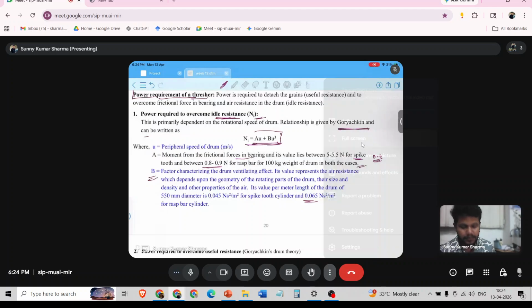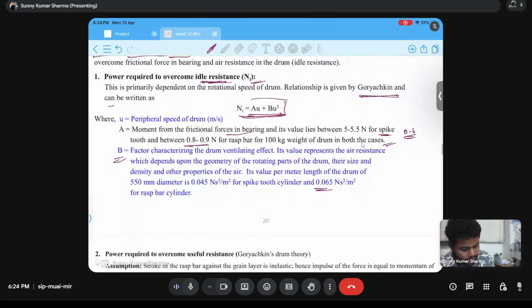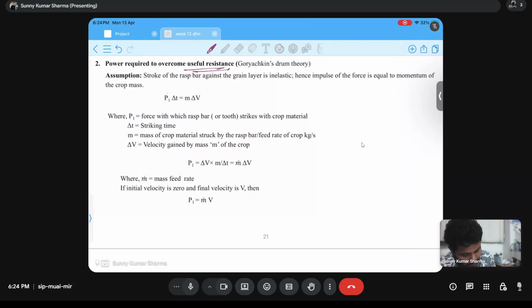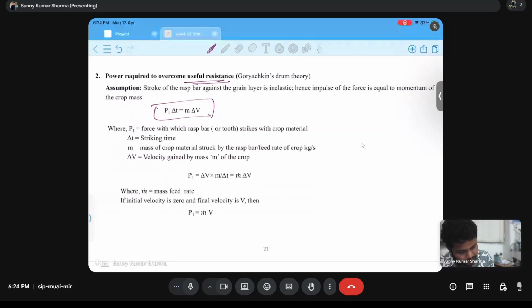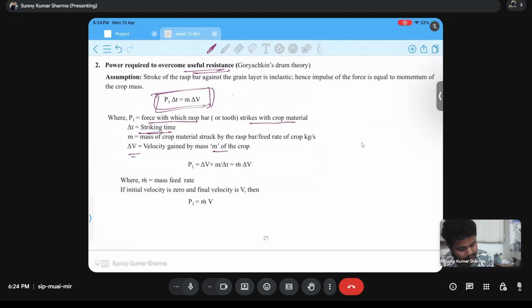So yes, we were discussing power requirement to overcome idle resistance. It consists of AU plus BU cube. And second is power requirement to overcome useful resistance. So this is the expression for power: F is the force with which rasp bar strikes the crop material, and this is delta T. And mass of the crop material is m, and delta V is the velocity gained by mass of the crop. So this is the expression for balancing both the terms.